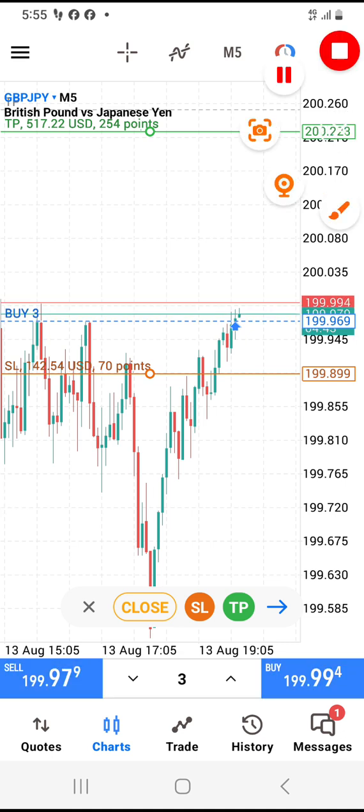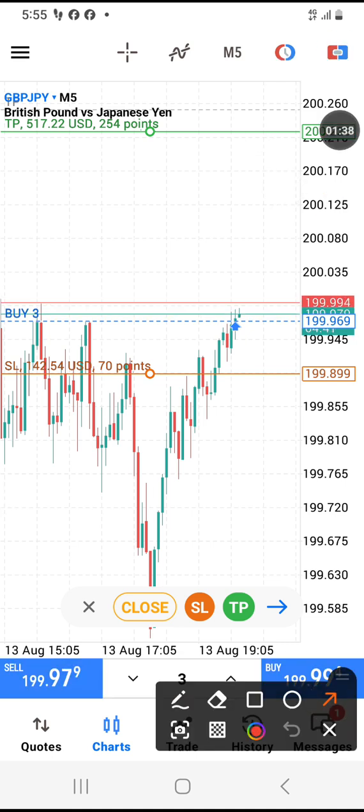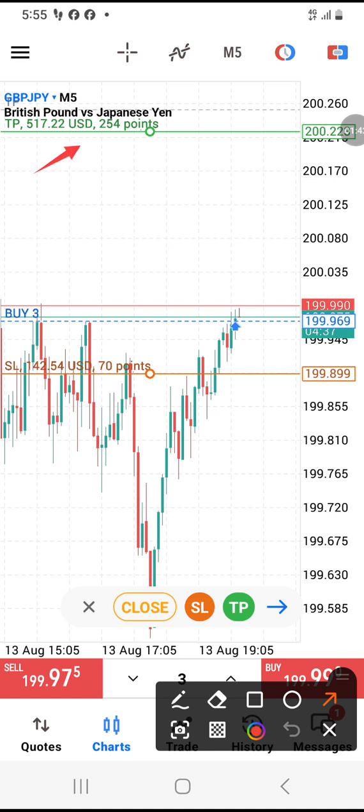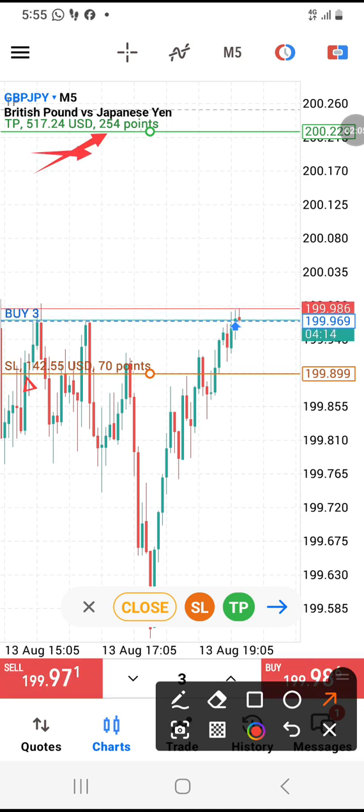If this trade goes in my favor, I'll get 517.22 USD, which is about 254 points. That's pips or points. So this is what you're about to gain. You are risking $142 to get $517 point something cents, you see.